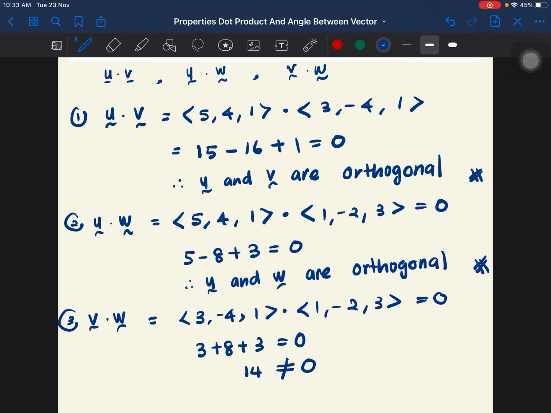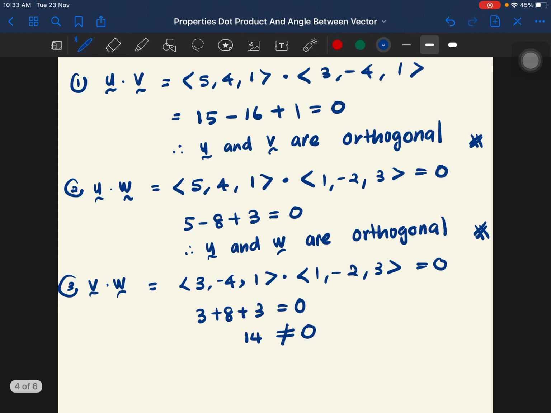Okay, so since the dot product between these vectors is not equal to 0, your conclusion will be, therefore, v and w are not orthogonal. Or you might also use the term perpendicular. Orthogonal and perpendicular are the same term.